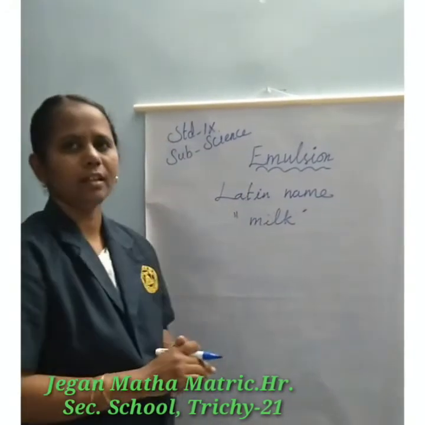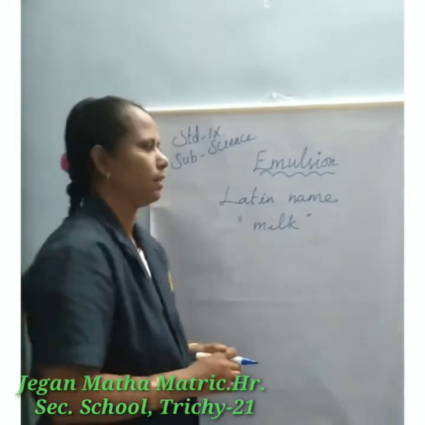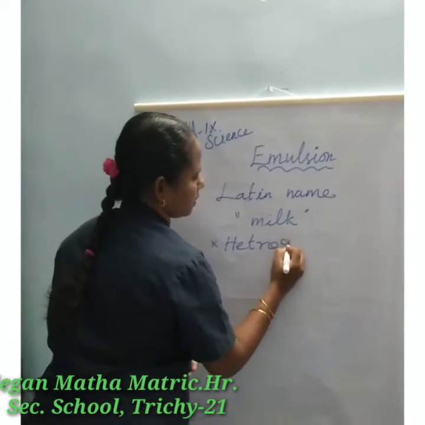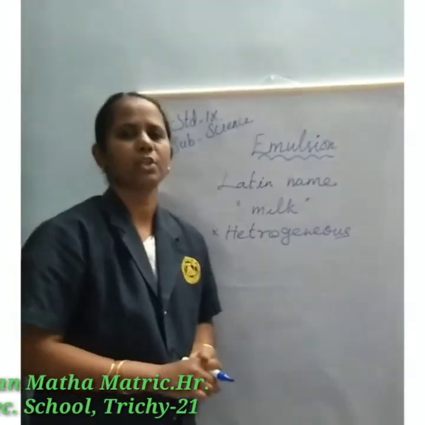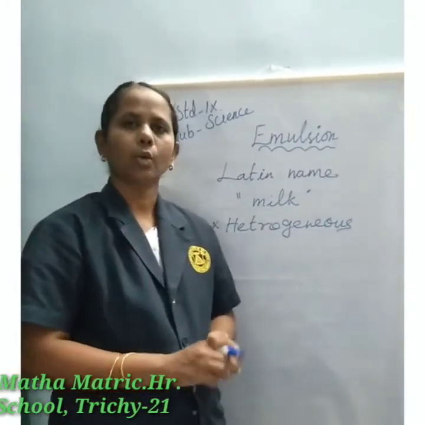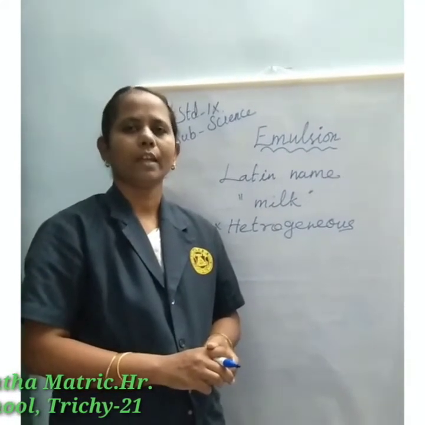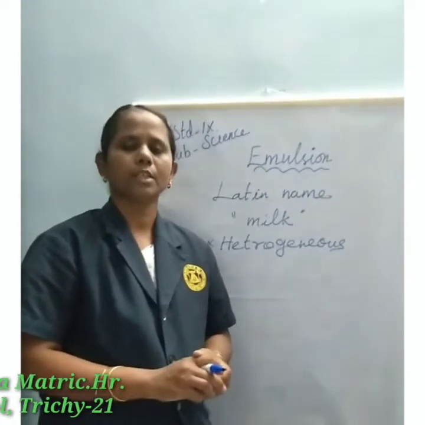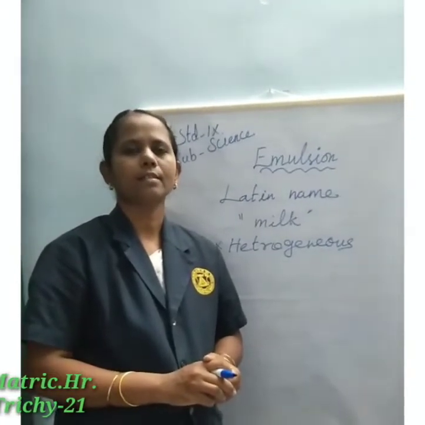The emulsion is one of the heterogeneous mixtures. So emulsion is a colloidal substance. Colloidal substance that contains two or more immiscible liquids is known as emulsion.